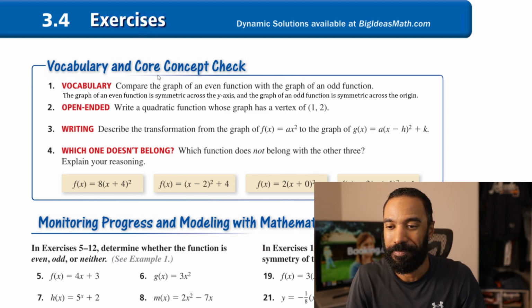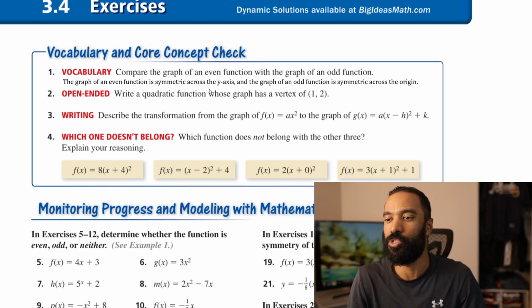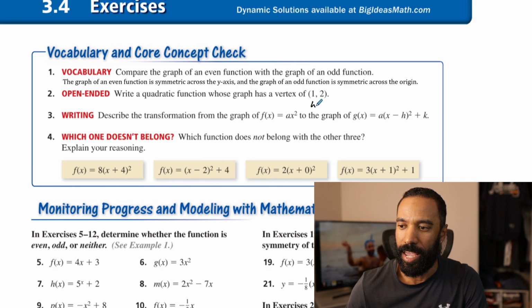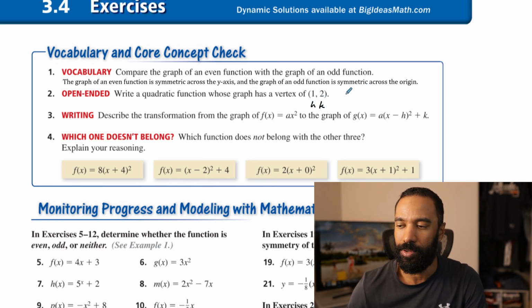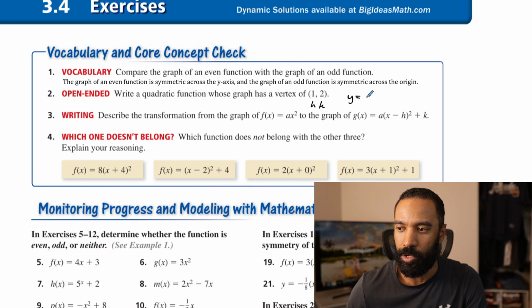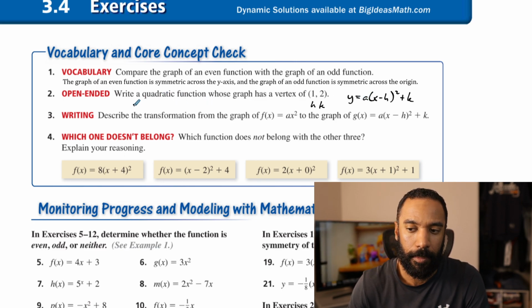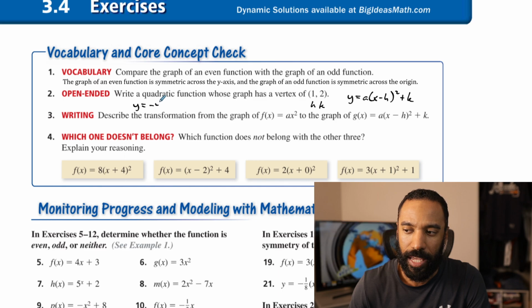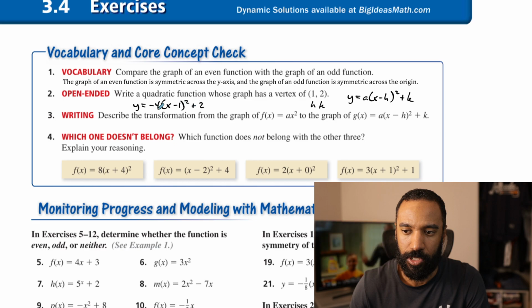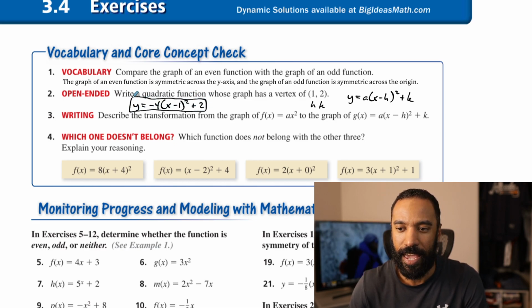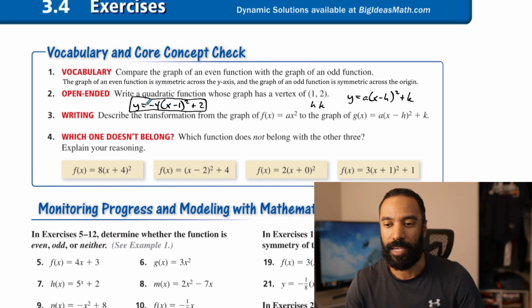All right, write a quadratic function whose graph has a vertex of 1, 2. So open-ended kind of thing. 1 would be your h, 2 would be your k in this scenario, and your equation is y equals a times x minus h quantity squared plus k. Our basic thing is we need to come up with our own a value, even if it's 1. I'm going to come up with, say, negative 4. Y equals negative 4 times x minus h, that's x minus 1, quantity squared, plus k is plus 2. There's an example of an answer right there. Plug in whatever you want for a, or completely leave a out, meaning it would be 1.